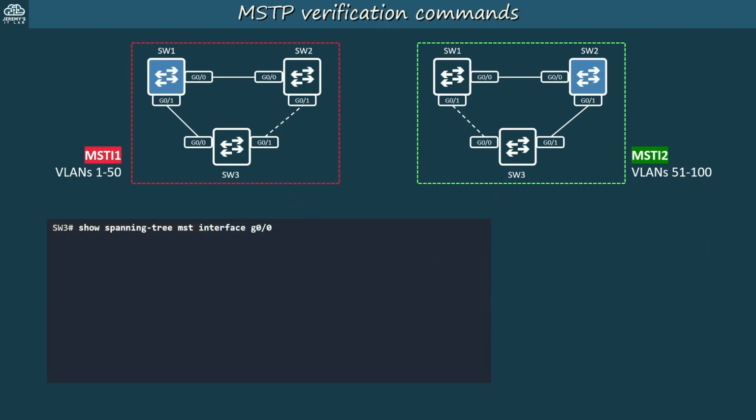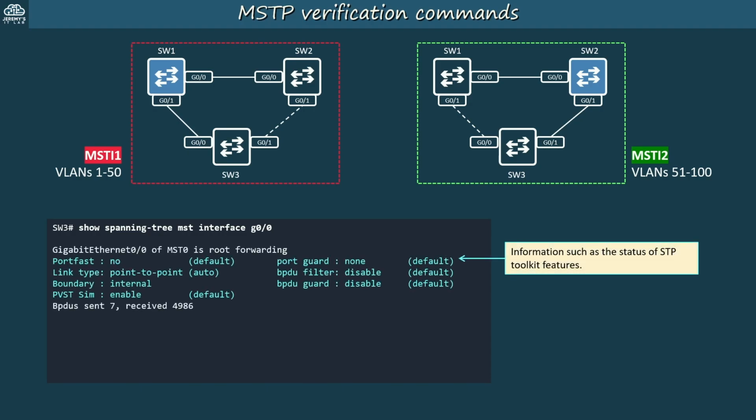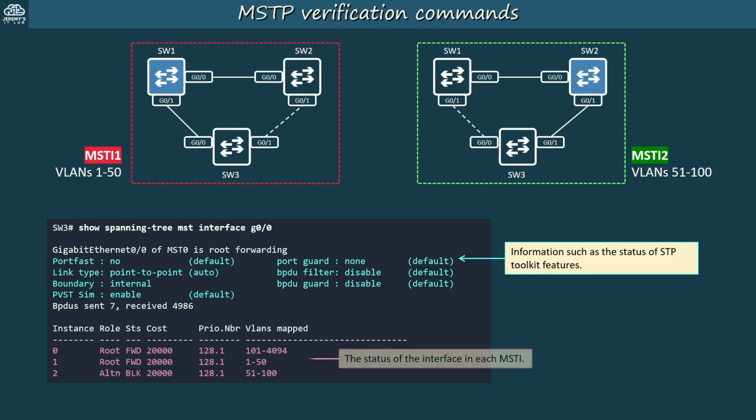The next command is show spanning tree MST interface, followed by the interface name. At the top of the output, it gives information such as the status of STP toolkit features, like portfast and BPDU guard. We haven't enabled anything, so they are all disabled. And at the bottom of the output, it shows the status of the interface in each instance. In instances 0 and 1, G0/0 is a root port, but in instance 2, it's an alternate port.